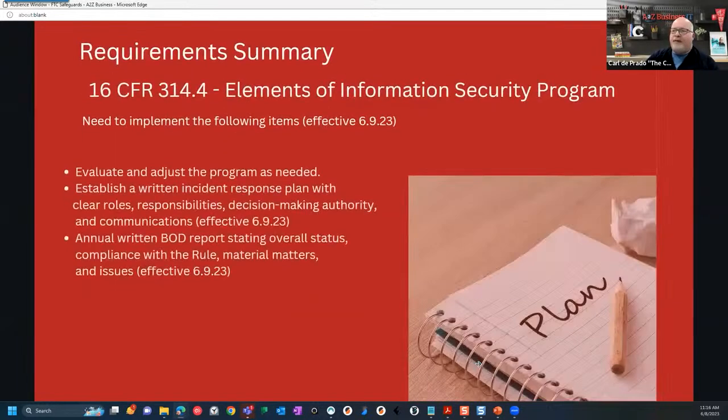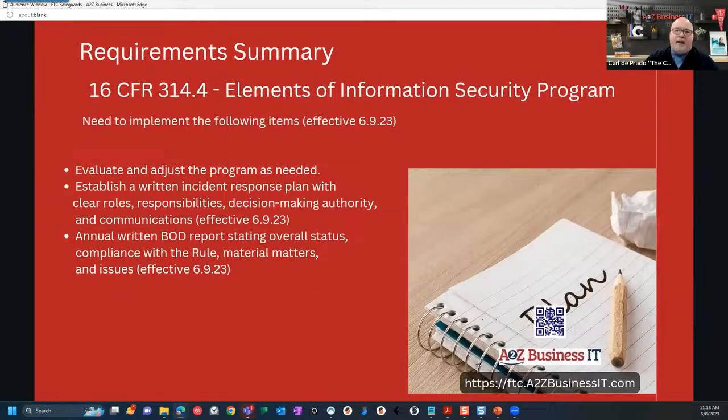So on top of that, you're going to need to do a plan. It's going to be a living plan, meaning that you're first of all going to be writing an incident response plan with clear roles and responsibilities and decision making. And if you think about it, when I say a written incident response plan, why that's so important.